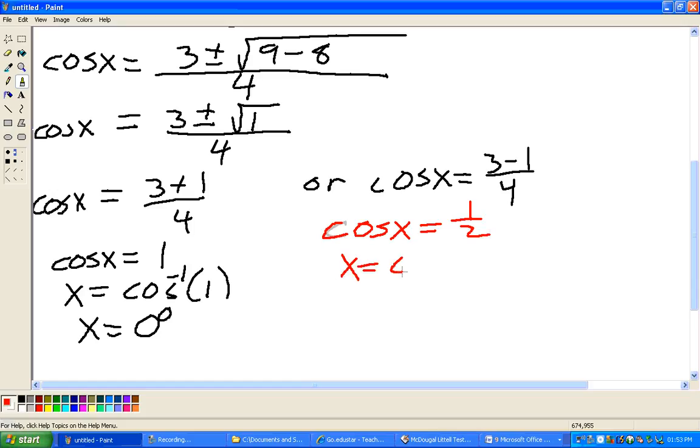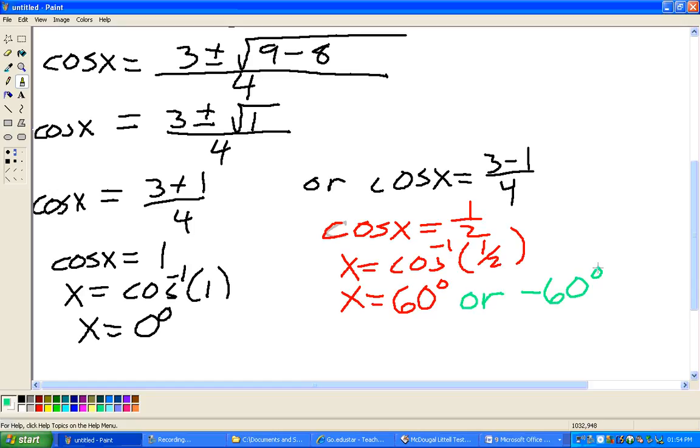Take the inverse cosine of 1/2. I think I get 60. And then the other answer is -60.